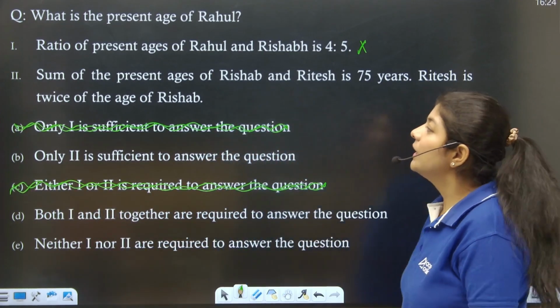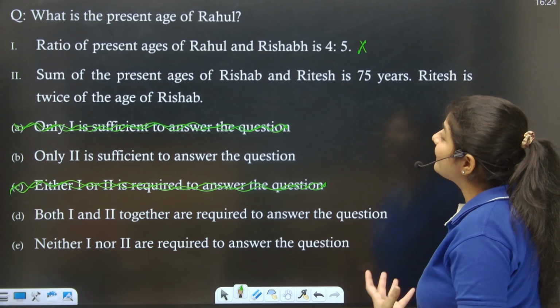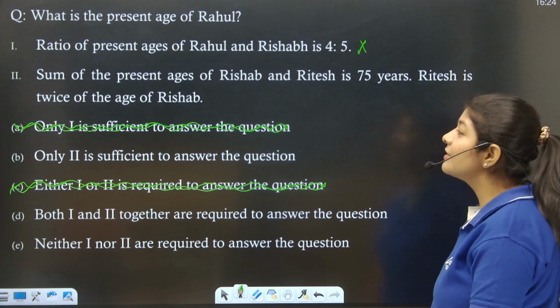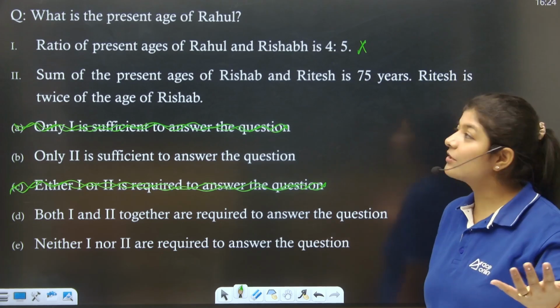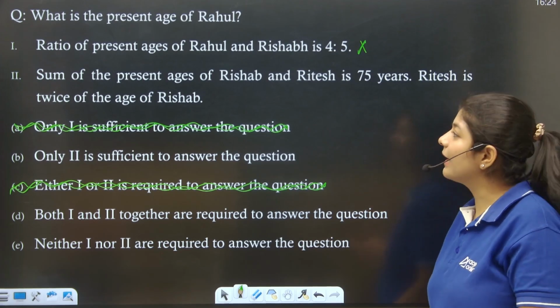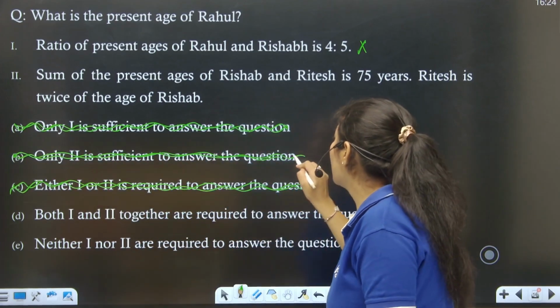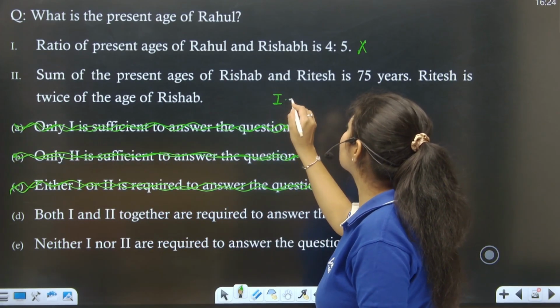Second, the sum of present ages of Rishabh and Ritesh, Ritesh is a new person, is 75 years. Ritesh is twice the age of Rishabh. Again, there is no involvement of Rahul in it. That means from the second one also we are not able to get the answer. But what if I combine first and second together? Let's see.